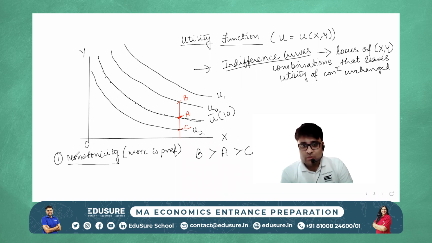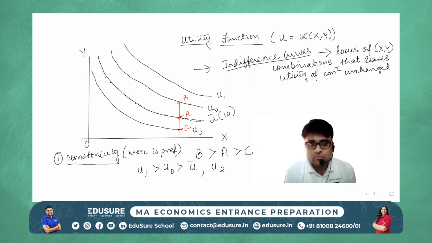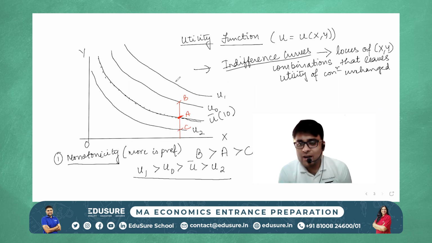So with the property of monotonicity, we can easily say that an indifference curve which is higher than the other will give me a utility higher than the one below. That is, if I compare, U1 will give me a greater utility than U0, greater utility than U bar, greater utility than U2. Okay, this has to hold. A higher indifference curve will mean a higher utility.